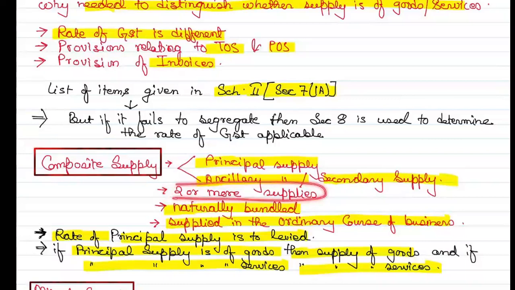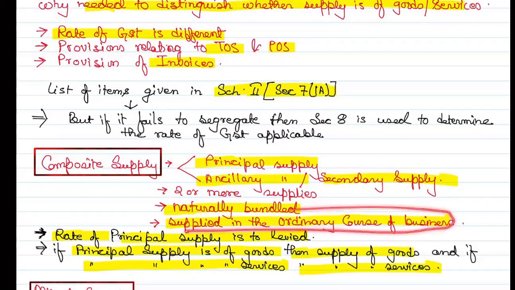Two or more supplies which are naturally bundled. Naturally bundled means normally you will see those combinations. You see that it's very common. Like for example, cup and plate, toothpaste and toothbrush, laptop with bag, mobile phone with chargers, headphones, correct. These are naturally bundled. If you see this, we won't feel like, "Arey, two." That reaction won't be there. Supplied in the ordinary course of business. That means here and there, we can see that combinations are available.